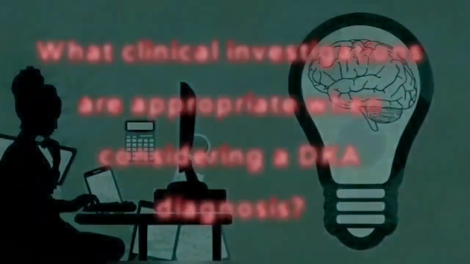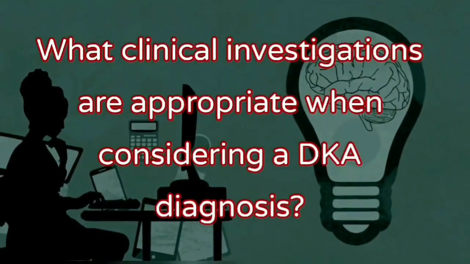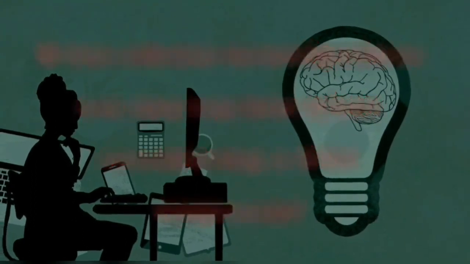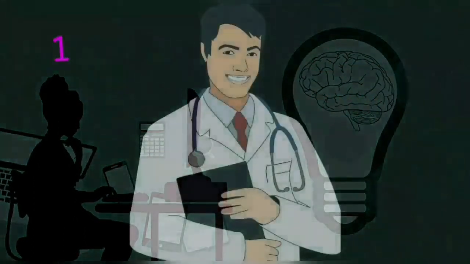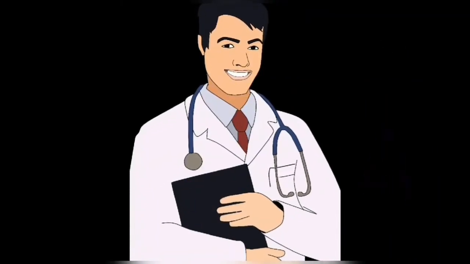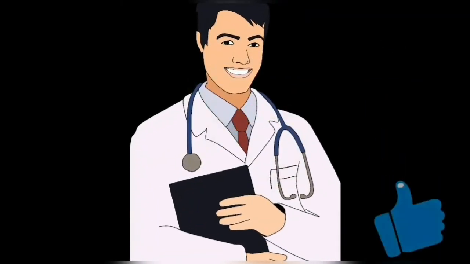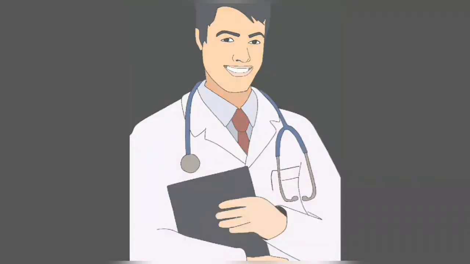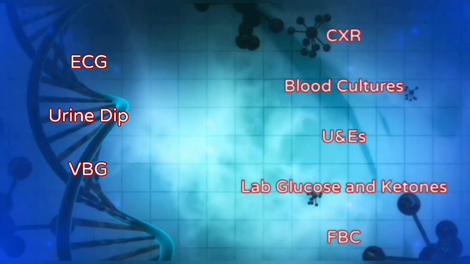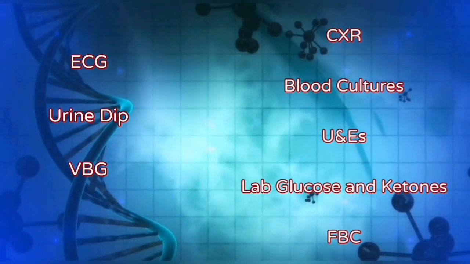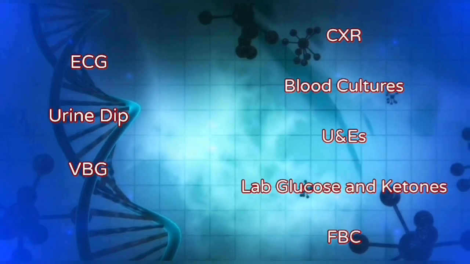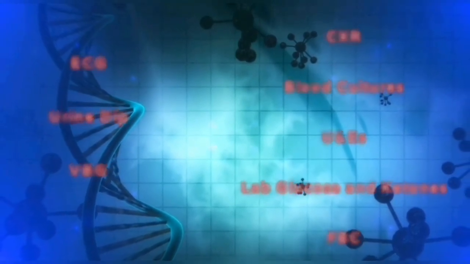Next question is, what clinical investigations are appropriate when considering a DKA diagnosis? And the answer is ECG, urine dip, venous blood gas, chest x-ray, blood cultures, urea and electrolytes test, lab glucose and ketones, and full blood count.